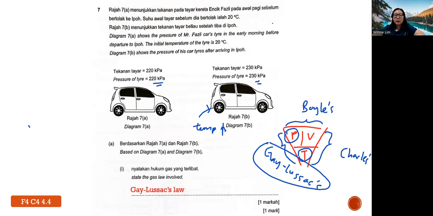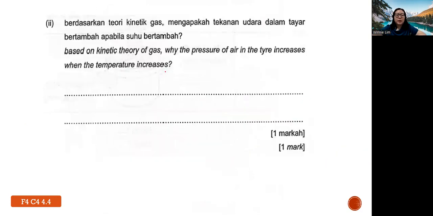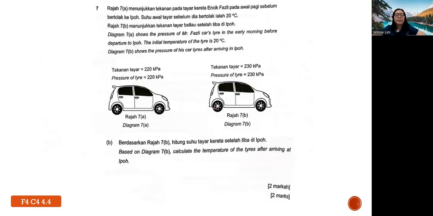Then next, okay. Based on the kinetic theory of gases, why does the pressure of air in the tire increase when temperature increases? When the temperature increases, the molecules will collide with the wall of the container, in this case the wall of the tire, more frequently. Therefore, the pressure increases. So this is how you say it: the rate of collision between air molecules and the wall of the tire increases.